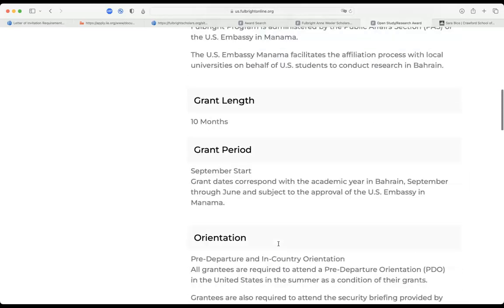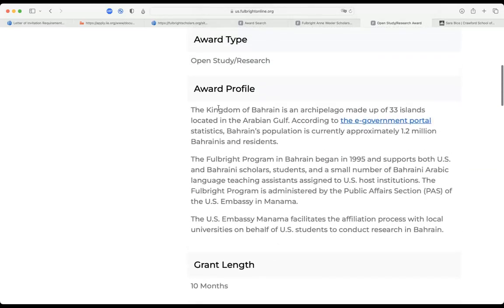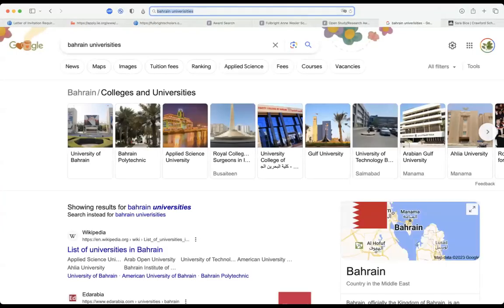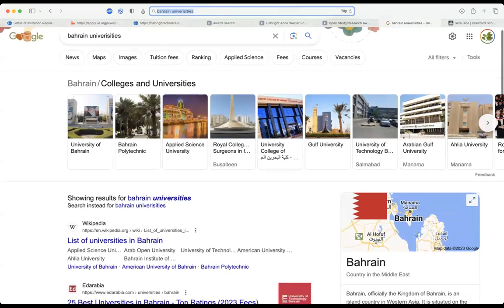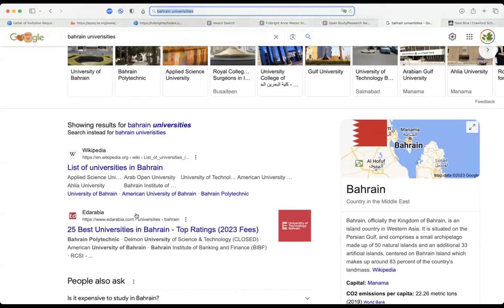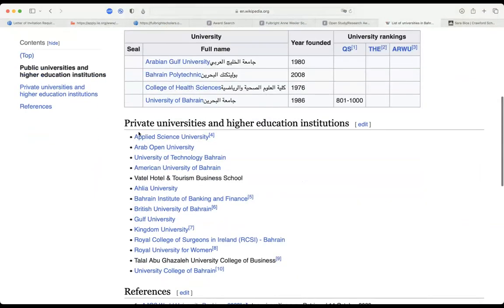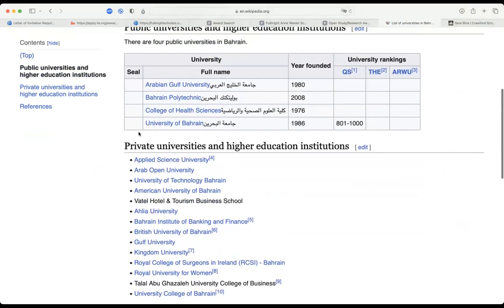So let's go ahead and look for Bahrain universities. It's gotten easier to find these, but not necessarily something where you'll find everything in English. So let's take a look. We see a ranking of universities there. We could take a look at Wikipedia. That'll give us some idea. Wikipedia is usually not comprehensive, but it might be a helpful starting point.